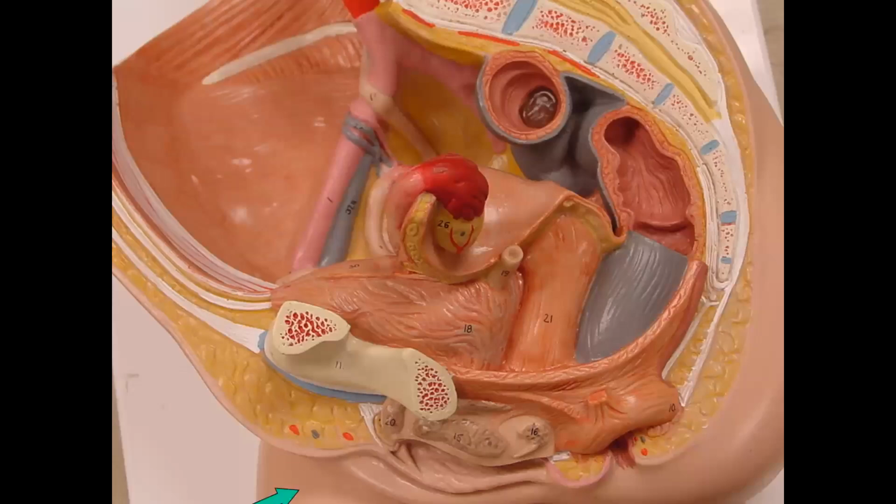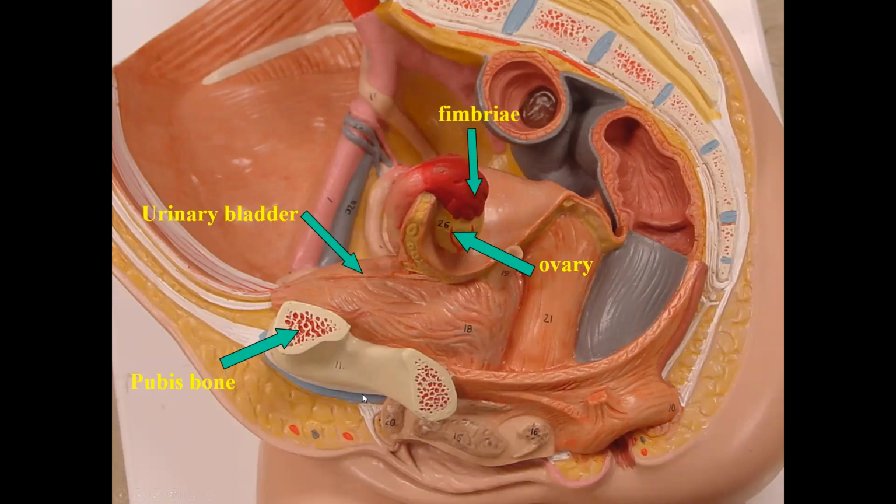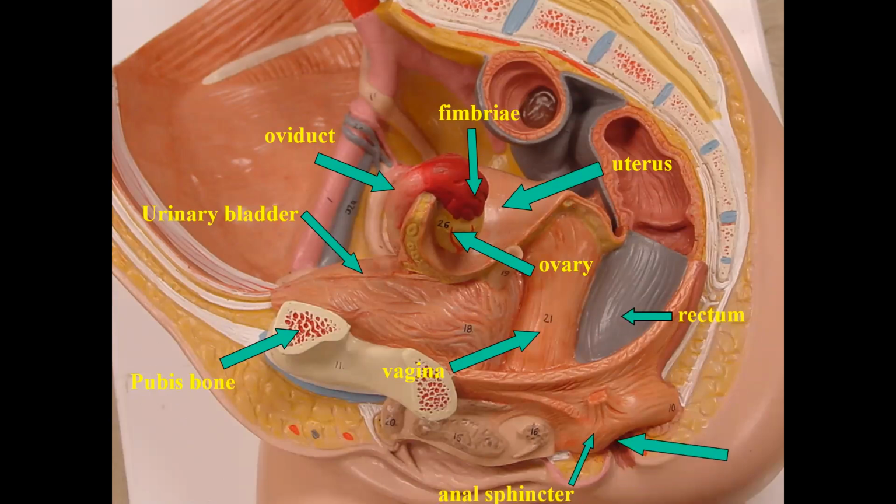So, close up on the model, pubic bone, where our pubic symphysis is right in the middle of this. There's our urinary bladder, the ovary, the fimbriae, the oviduct, or uterine tube, or fallopian tube. There's the outside of the uterus, the outside of the vagina, the rectum, the anal sphincter, the anus, right there.